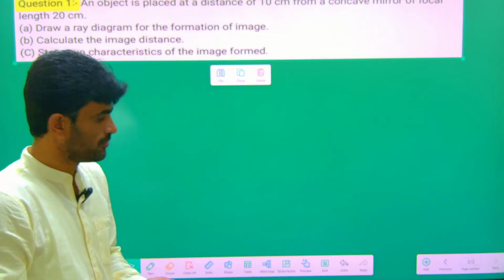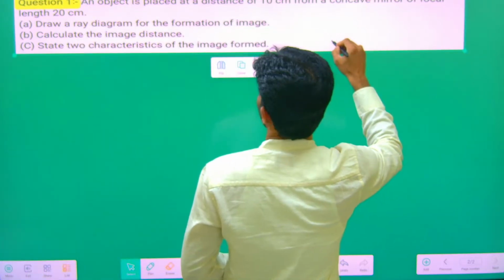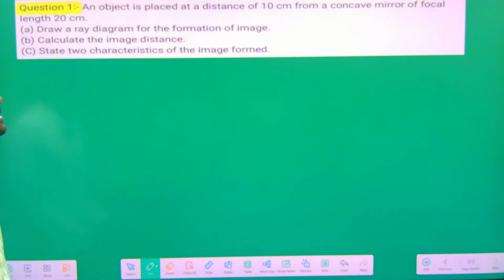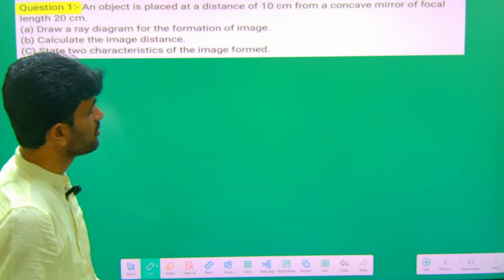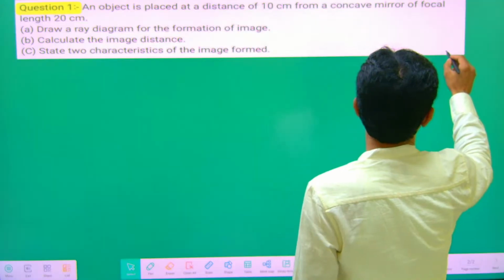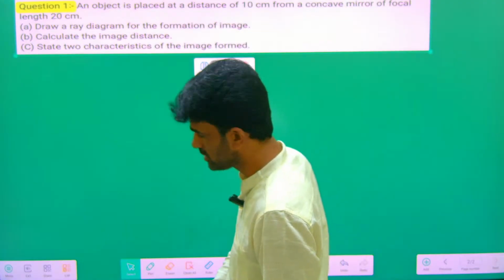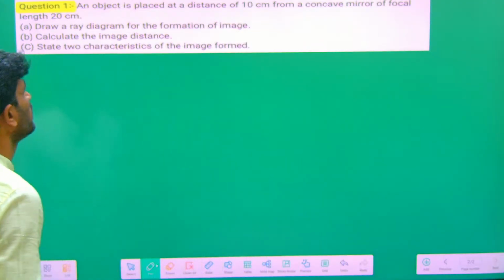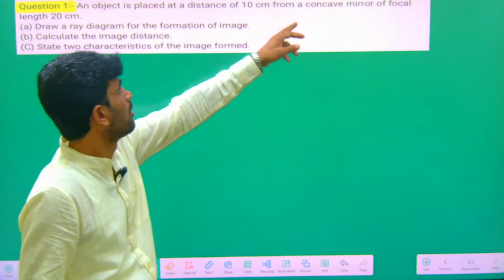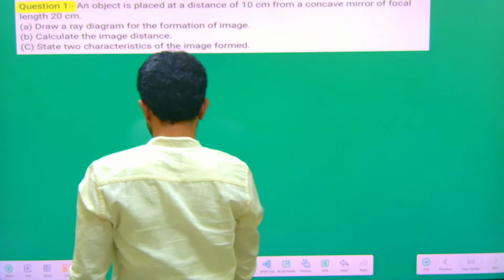So let's see this problem. In this problem, what is given? An object is placed at a distance of 10 centimeters from a concave mirror of focal length 20 centimeters. So what is given here? Object distance is given, and focal length is given. This is important. We have to underline this.